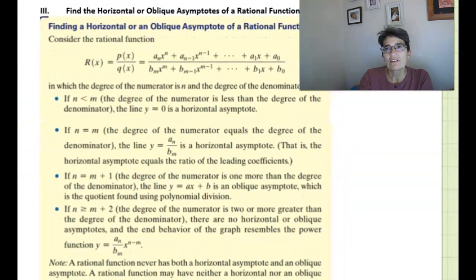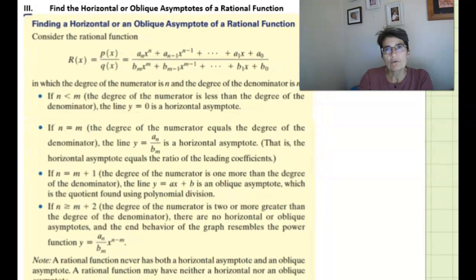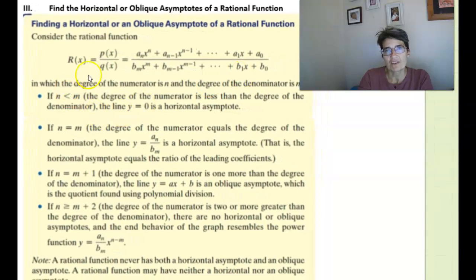Okay, now we're going to look at figuring out horizontal or oblique asymptotes of a rational function. So we said a rational function is the quotient of two polynomials. So where a horizontal asymptote or an oblique asymptote occurs depends on the relative degrees of the numerator and the denominator polynomials. So keep these rules in mind. If n is less than m, so if the degree of the top is less than the degree on the bottom, there's a horizontal asymptote at y equals 0.